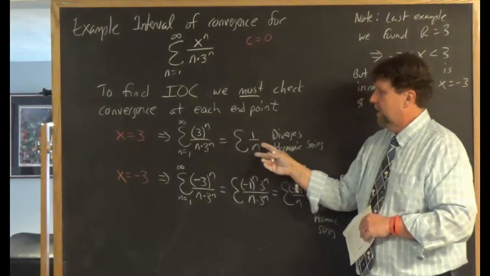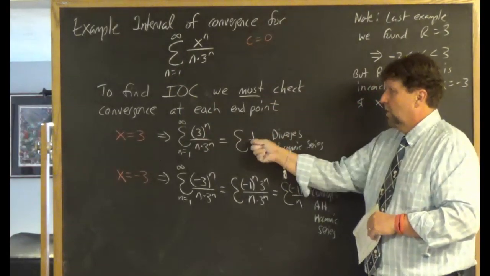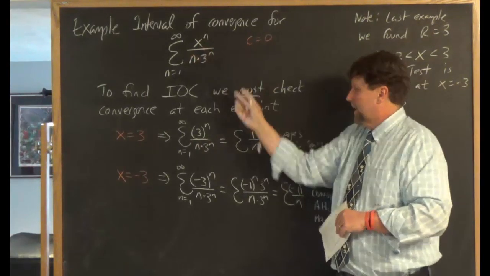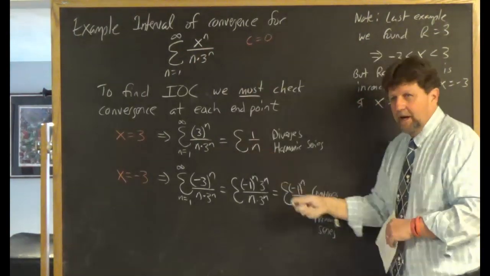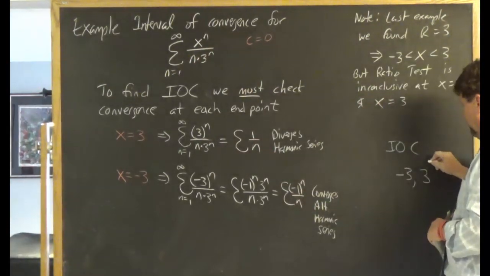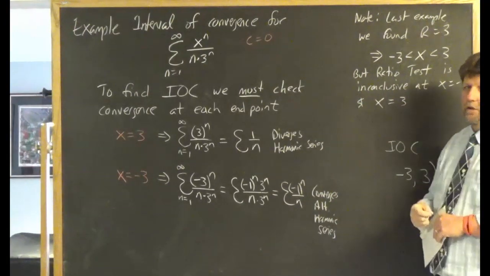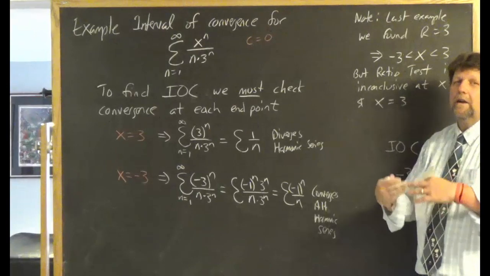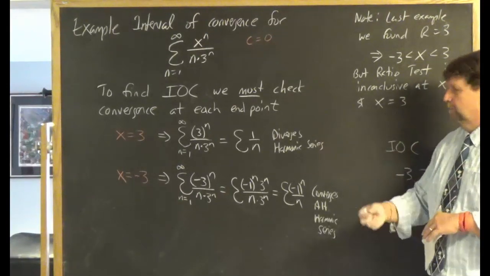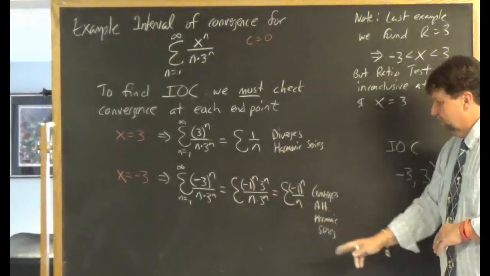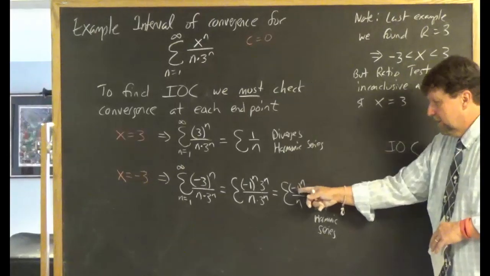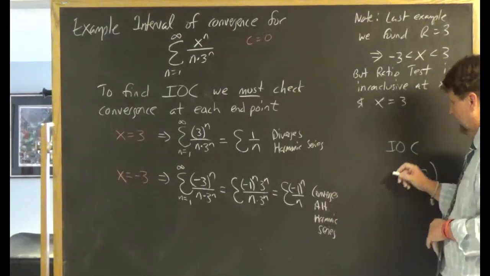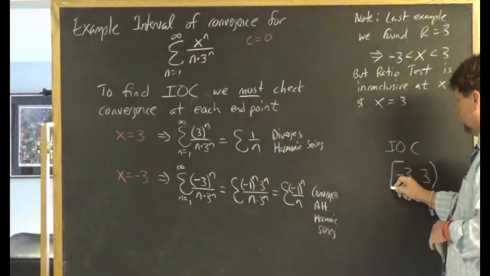So when we checked the endpoint x equals 3, put 3 in for the x, it gave us the divergent harmonic series. So don't include the 3, because domain is where does it converge? When we tested -3, we got the convergent alternating harmonic series. Square bracket.